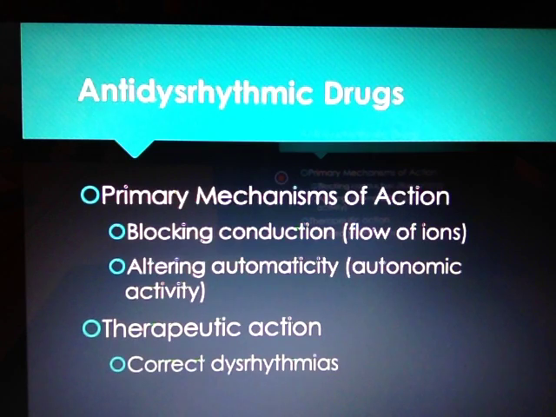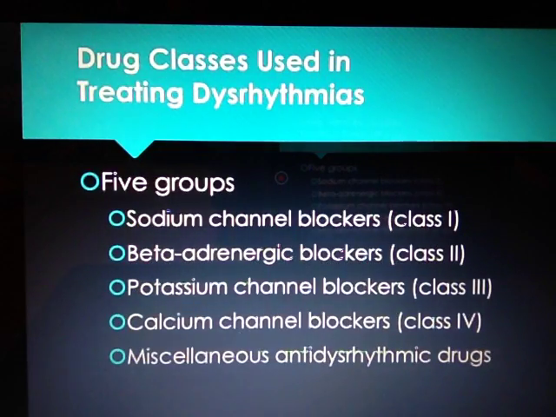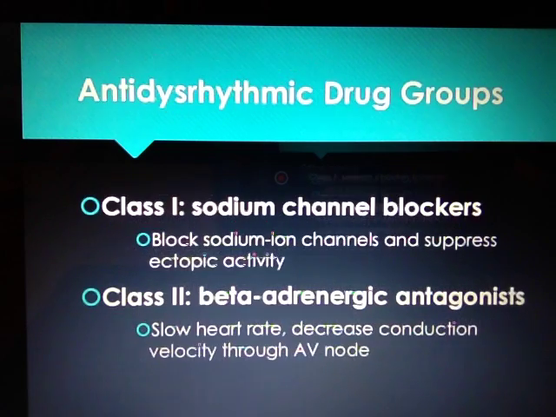A therapeutic action, of course, of antidysrhythmic drugs is to correct the dysrhythmia that's going on. There are 5 groups: sodium channel blockers, which is class 1; beta blockers again, which is class 2. We see these beta blockers popping up in all different subject areas that we're talking about with the heart. Potassium channel blockers, class 3; calcium channel blockers again, class 4; and then some miscellaneous antidysrhythmic drugs.